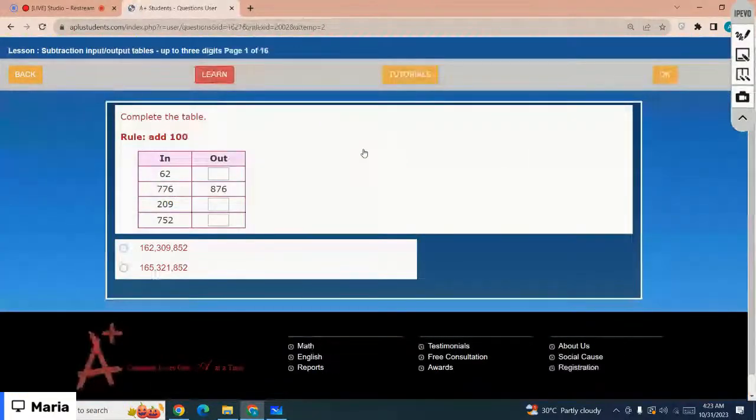Okay, complete the table. So you have to add 100, right? You have to add 100 to each input value to calculate their output values. So which is the correct option? Basically, you have to add 100 to each input value to calculate the output value. So which is the correct option?